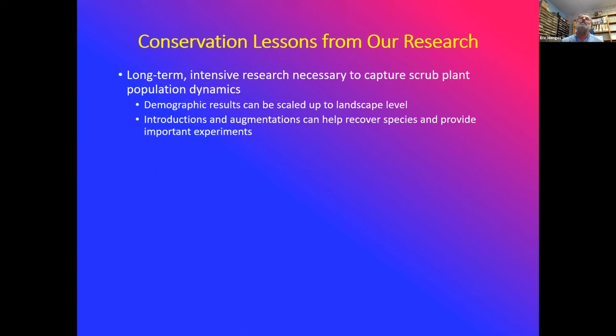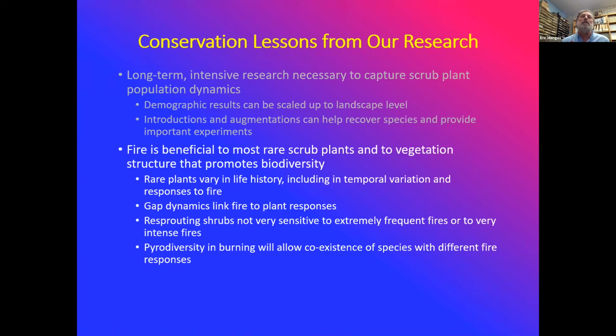To summarize conservation lessons from our research most broadly, I'll say that we believe that long-term intensive research is important to capture scrub plant population dynamics. These results can be scaled to the landscape level using models, and introductions and augmentations can help recover species. And the other real threat is the importance of fire to scrub plants and to vegetation structure that promotes biodiversity, including the effects of fire creating and maintaining gaps, the resilience of resprouting shrubs to frequent or intense fires, and the need for biodiversity and burning to allow the coexistence of species with different life history responses.